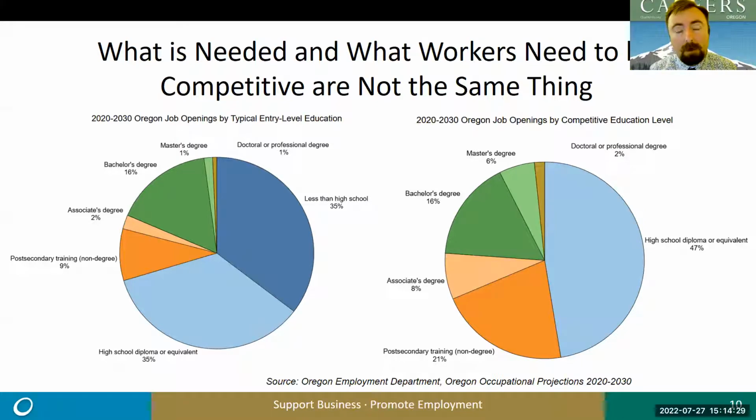The other thing I'd highlight is that even though only about a third of the job openings that we project are in careers that typically require some form of post-secondary education for entry-level, that's still over 700,000 jobs over the next 10 years. And so that's a pretty good sized number. That's a big chunk to chew on effectively for our post-secondary and workforce development system.